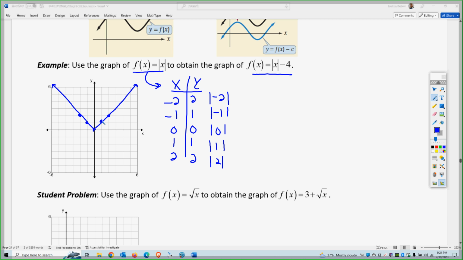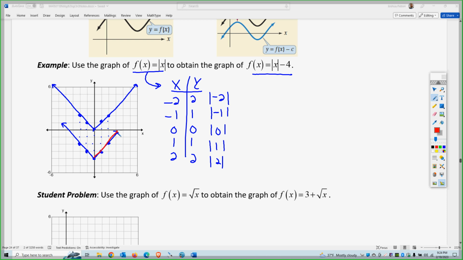So what should happen is I should go down 1, 2, 3, 4. 1, 2, 3, 4. And now I get my new function down there. I probably should have changed colors, to be honest. Right? Let's change colors just for argument's sake here.